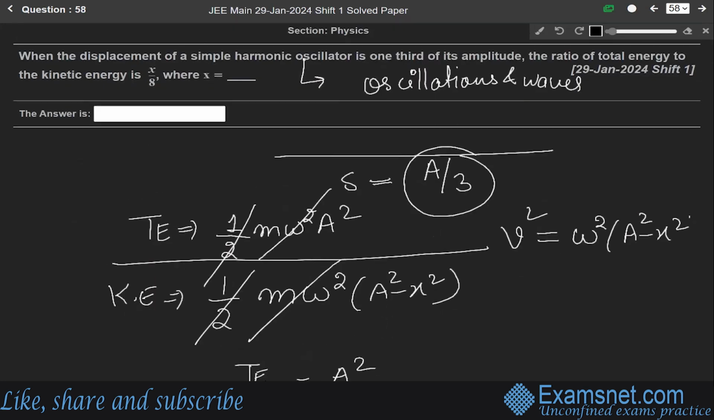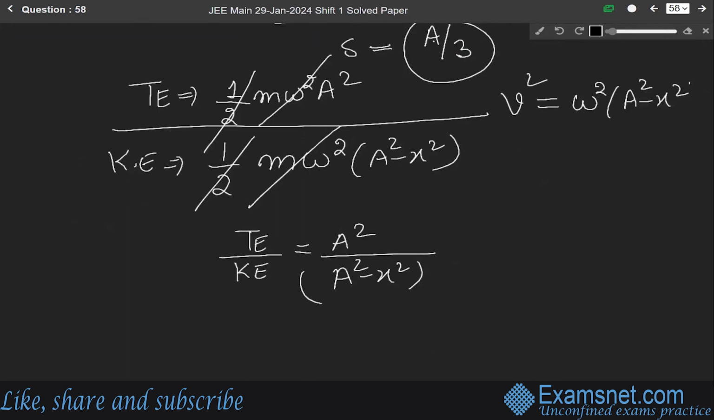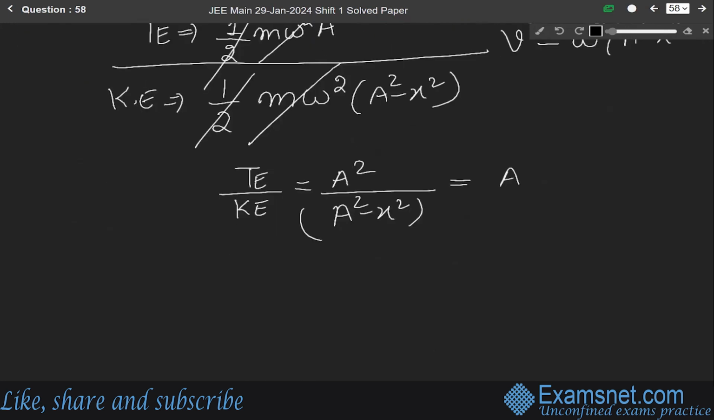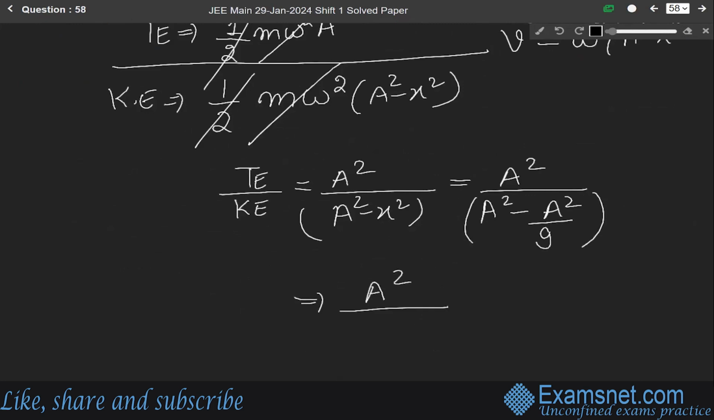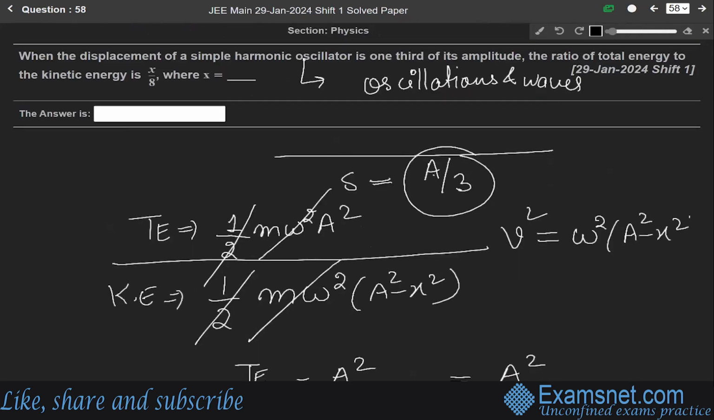X is A/3, since the displacement is equal to 1/3 of its amplitude. X equals A/3 means A square over A square minus A square over 9. Solving it, we get A square over (9A square minus A square) over 9, which is 8A square over 9. A square cancels out, which means 9/8, a ratio of 9 to 8.